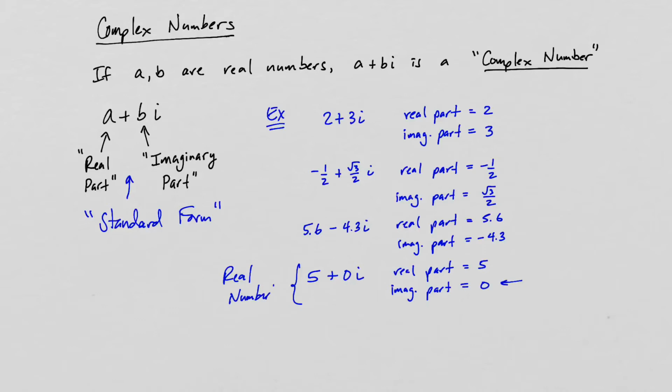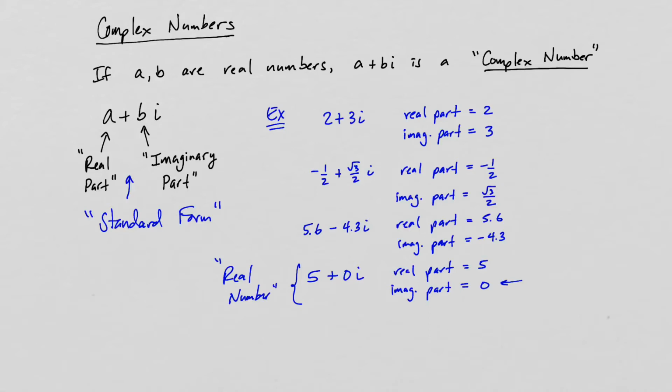But my point here is that all real numbers are also complex numbers. All real numbers can be written in the form a plus b times i. It's just that when you have a real number, the imaginary part is always going to be 0.